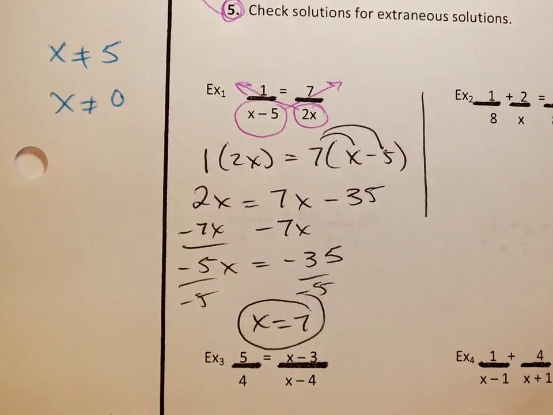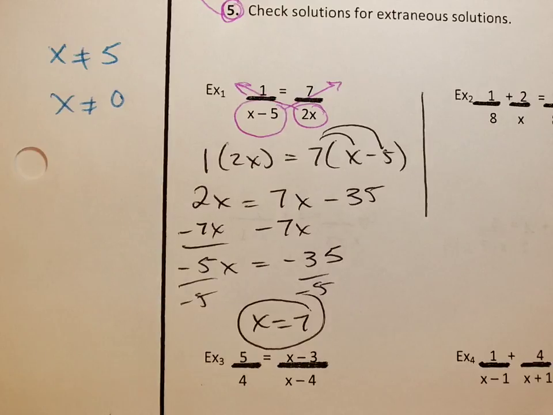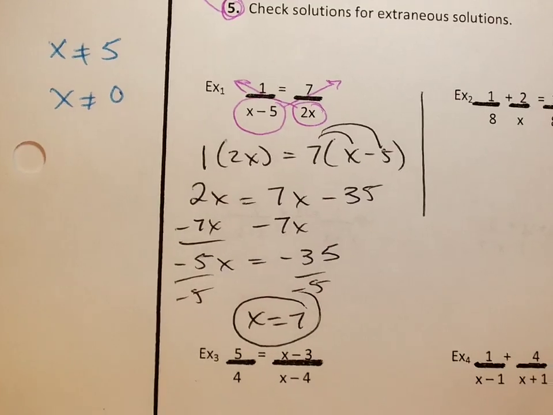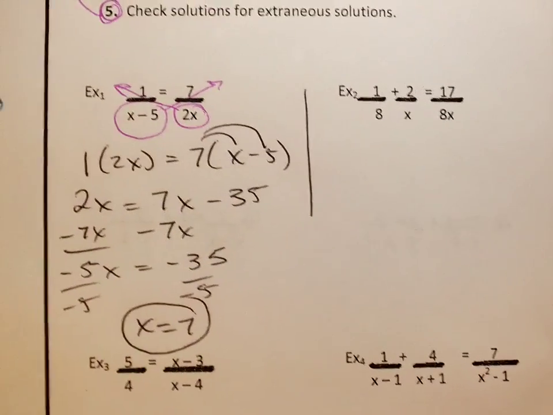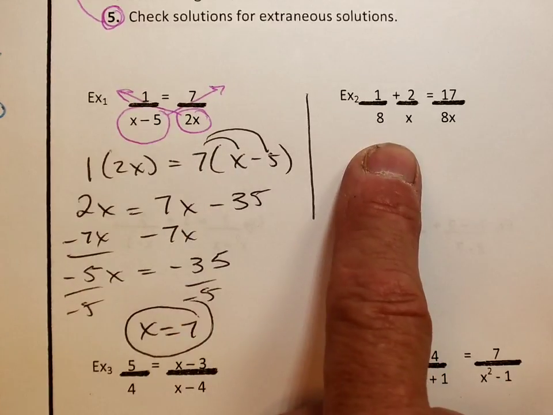Is that okay? Sure, because our extraneous ones were 5 and 0, so we're okay. That is the right answer, x equals 7. Thumbs up? Awesome. Okay, now example number 2. I like this cross multiplication, right? So we need a fraction equal to a fraction.